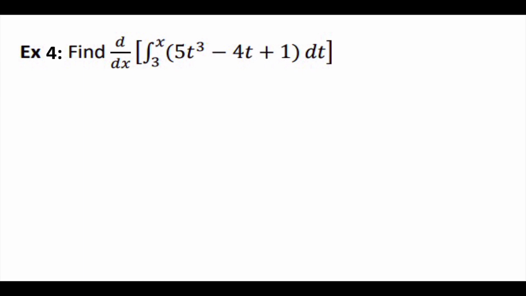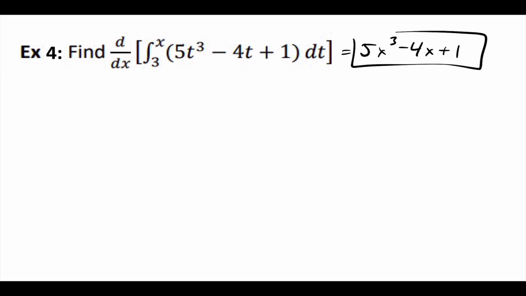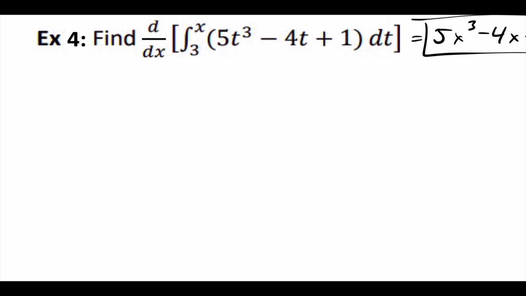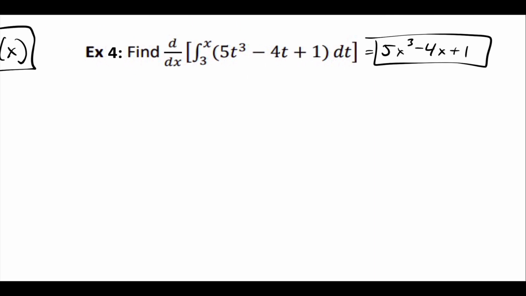Okay, so the short way is take this variable, replace it, and no replacement there. So the short way would be 5x to the third power minus 4x plus 1. If you're not sure of that, the longer way is find the antiderivative of this guy first. So let's find the antiderivative of this guy first.